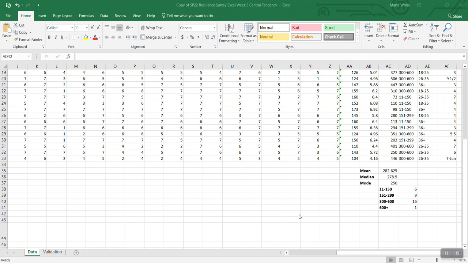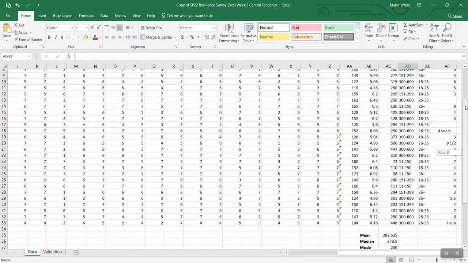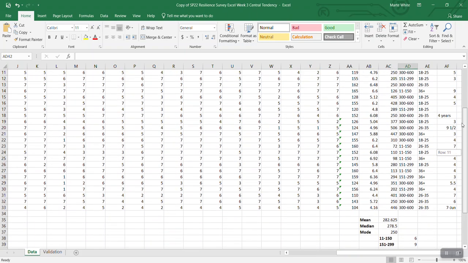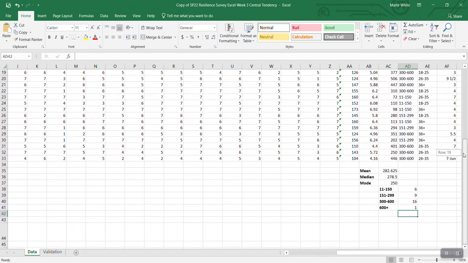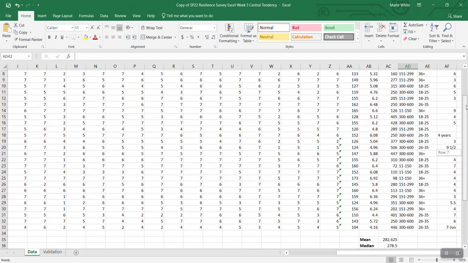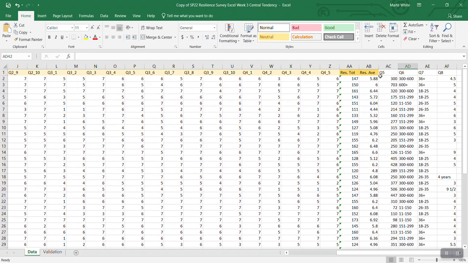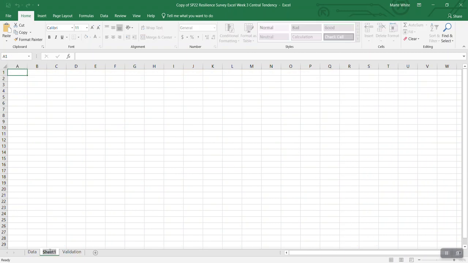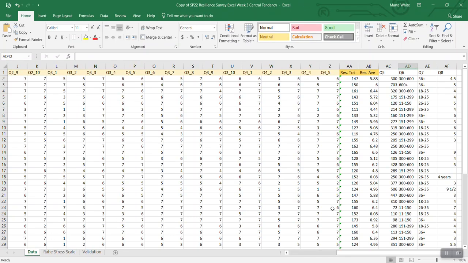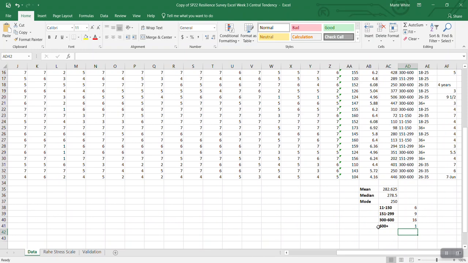So for this lecture, we are going to talk about standard deviations, so we can see what the variability in scores are for the Rahi stress scores. To begin with, let's move the Rahi stress scale over to its own sheet. So add another sheet, call it the Rahi stress scale.